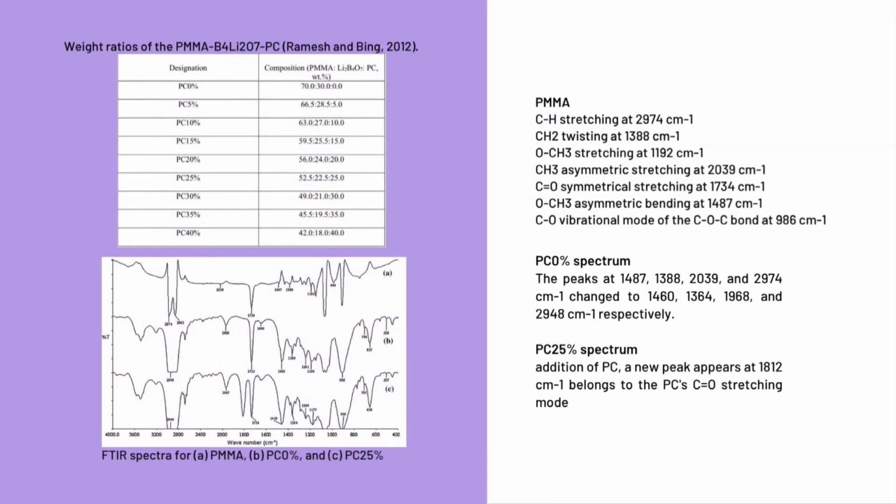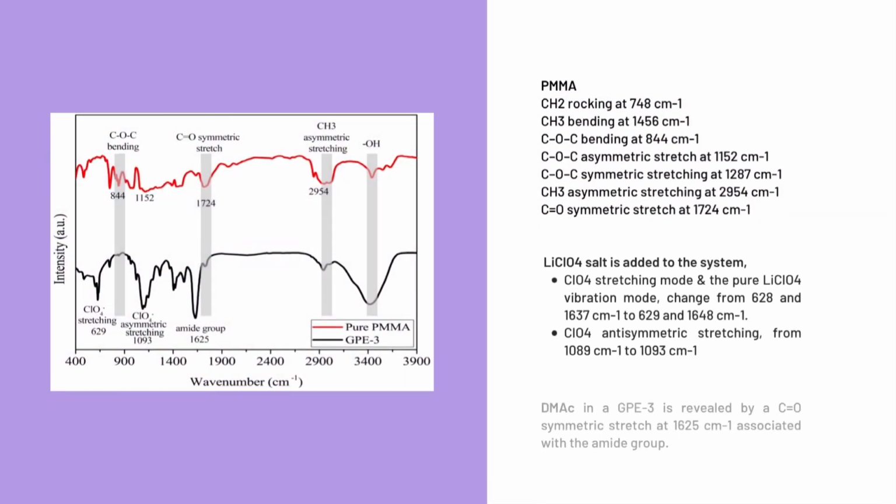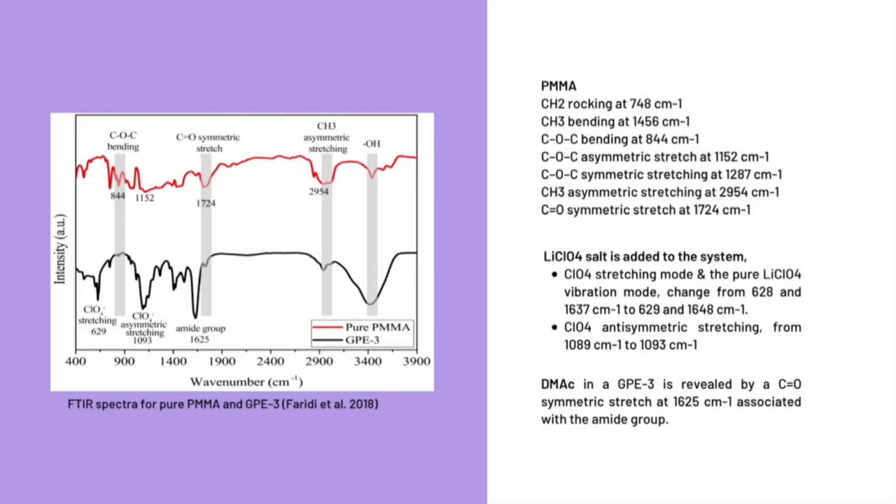The next slide is the FTIR analysis from Ramesh and Bing 2012. The figure shows the PMMA, PC 0% and PC 25%. All the peaks obtained from the spectra have been listed as you can see in the slide. Variation in peak strength implies complexation happens in the polymer electrolytes. The last FTIR analysis by Faraday et al. 2018 shows the FTIR spectra for pure PMMA and GPE3. The peaks obtained for PMMA, salt and plasticizer have been listed as shown in the slide. The presence of specific functional groups satisfies the requirement for an electrolyte system polymer host.